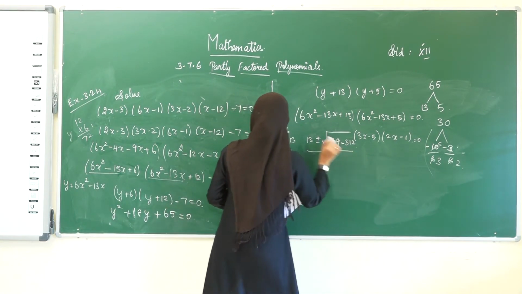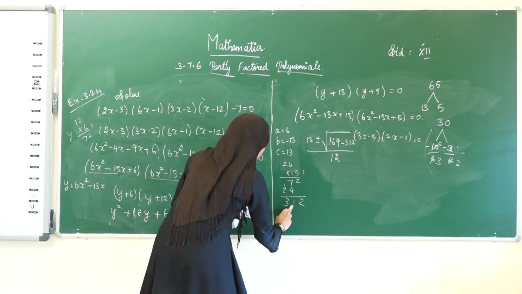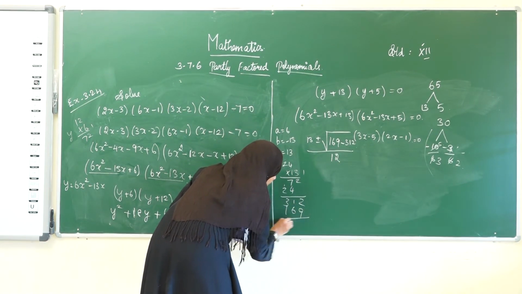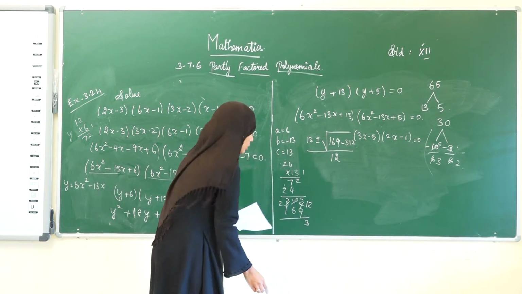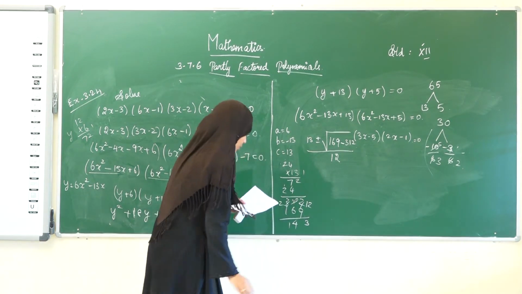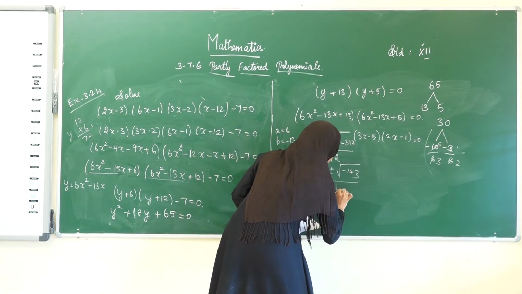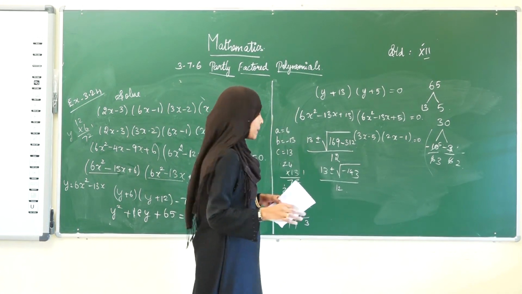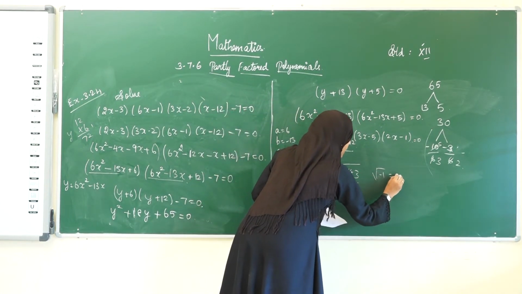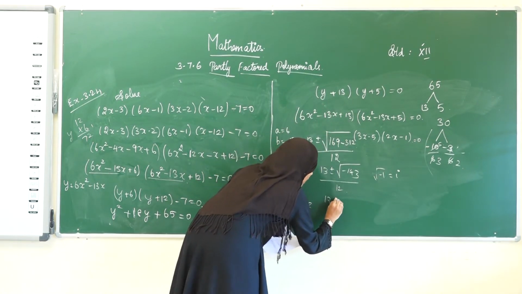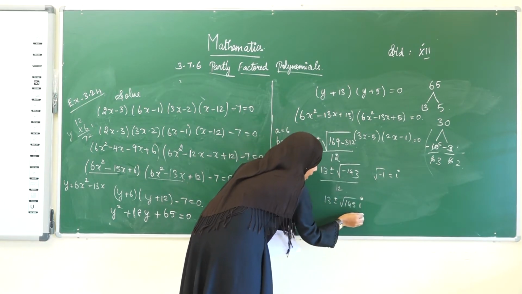Divided by 2a. 6 into 2 is 12. Okay, so here from 169 we have to subtract 312, that is 143, so it is minus 143. So this can be written as 13 plus or minus root of minus 143 divided by 12. We have studied in the complex number chapter, in the previous lower classes, that root of minus 1 is equal to i. So here we are going to substitute 13 plus or minus root of 143, and for root of minus 1 we substitute i, divided by 12.